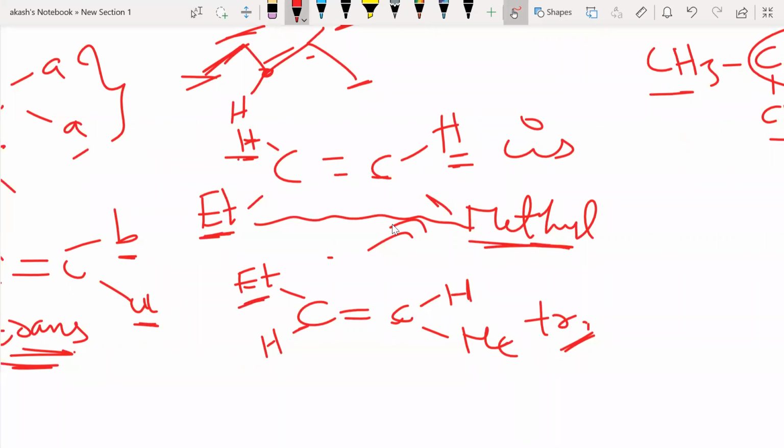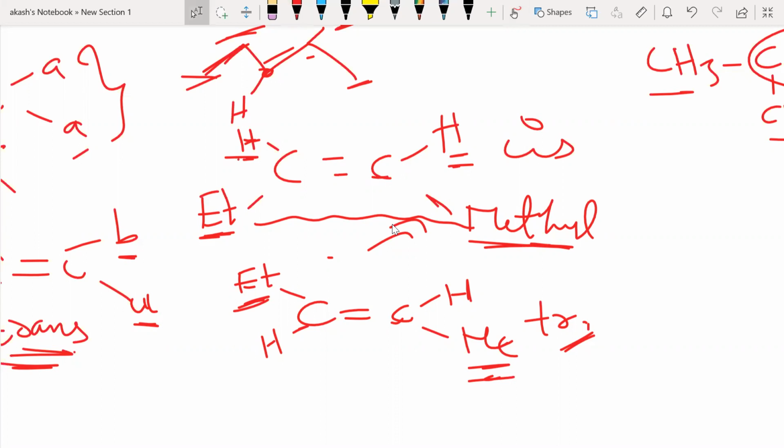But not only in this case, for any case, trans will be more stable because the groups will be a little far away from each other. And I can say that there will be lesser repulsions in the case of trans. So again, if someone asks you which is more stable and what is the reason, you tell them trans is more stable because of lesser repulsion. That's it.